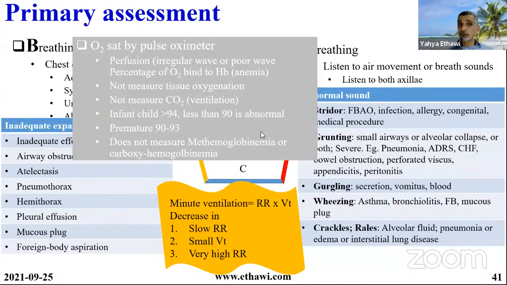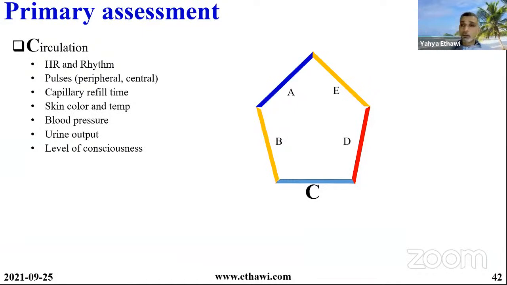Any question? If anybody has a question, especially if I'm saying some difficult stuff. Okay, so we finish with the primary assessment, the A and B. The A was airway and B was the breathing. Now we will go to C, and in C, we assess the circulation.